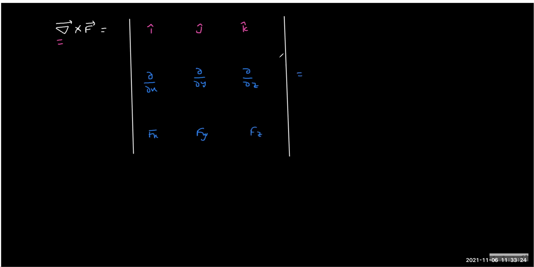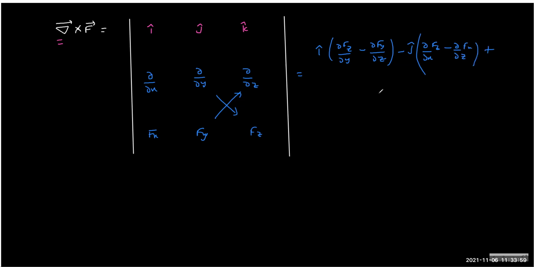So if you expand, you can get something like this. I cap multiplied by del Fz by del y, minus del Fy by del z, minus j cap times del by del x of Fz minus del by del z of Fx, and last. This is the expansion.